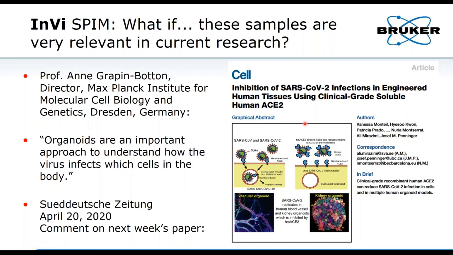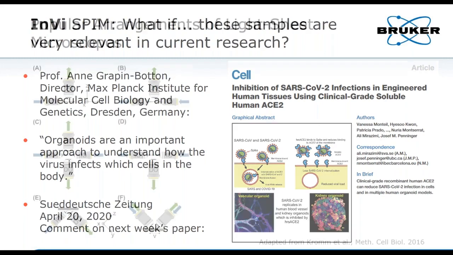She said that organoids are an important approach to understand how a virus infects which cells in the body. This is, of course, about the SARS coronavirus 2. This is a study on how coronavirus infection goes on in three-dimensional vascular and kidney organoids, towards a better understanding of the actual infection process caused by the SARS coronavirus and the resulting COVID disease.